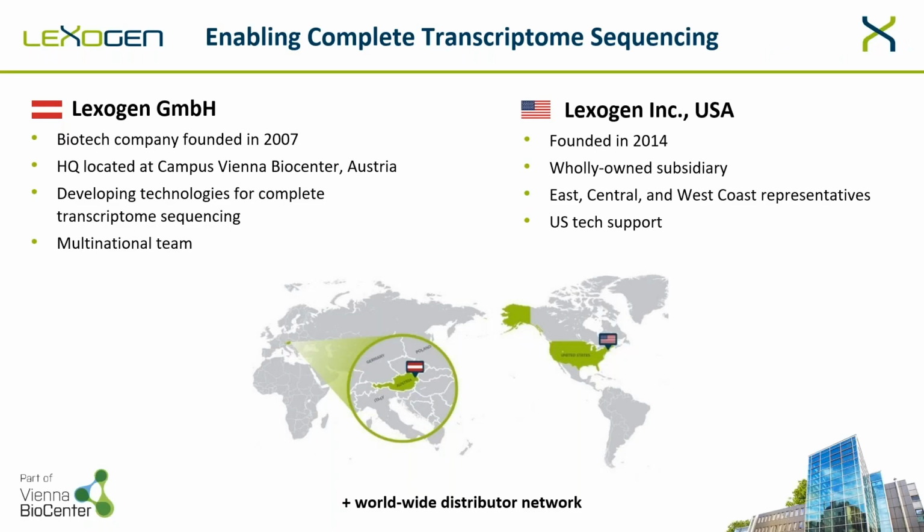So Lexogen is a biotech company focused on enabling analysis of the complete transcriptome. Lexogen was founded in 2007 and is based in Vienna Biocenter in Vienna, Austria. We also have a subsidiary in New Hampshire, USA, which was founded in 2014. Our company is comprised of a multinational team and a worldwide distributor network. And this allows access to researchers across the globe to our products and services.